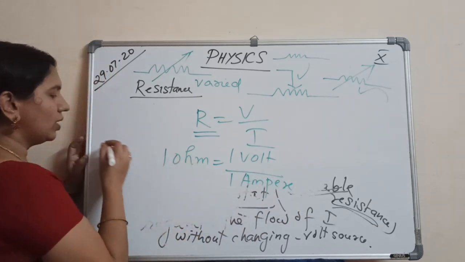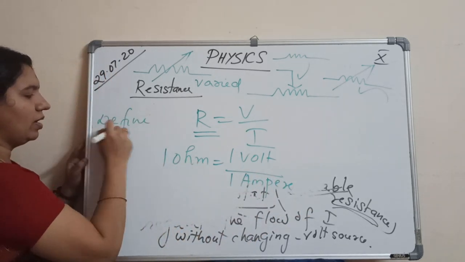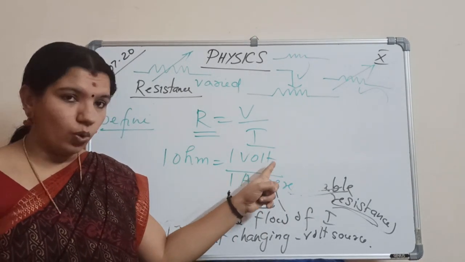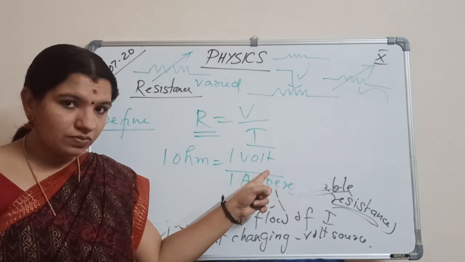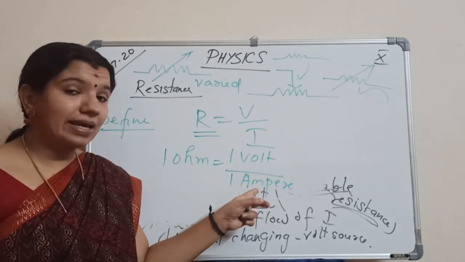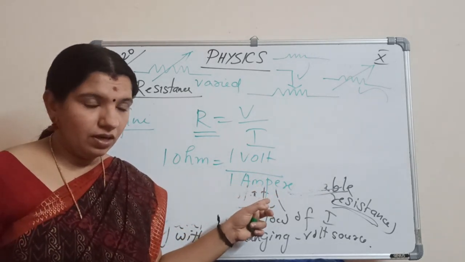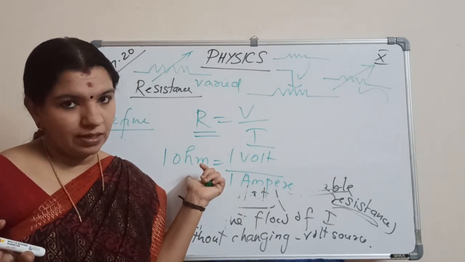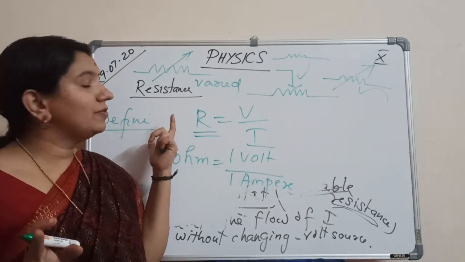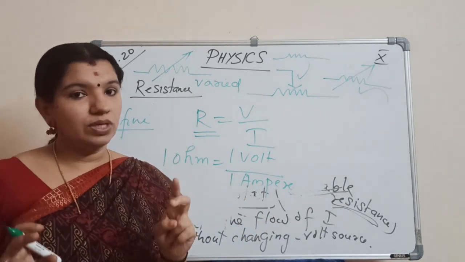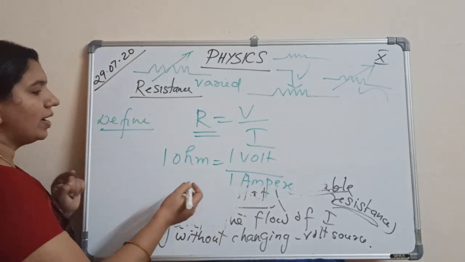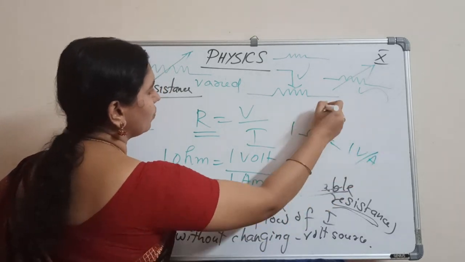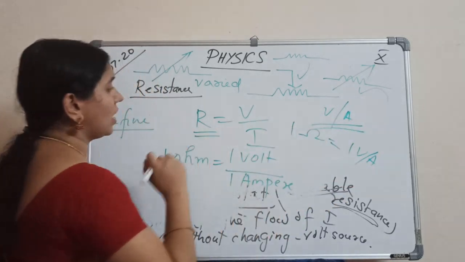So if there is a question like define 1 ohm, how will you write? If there is a potential difference of 1 volt in a metallic wire or in an electric circuit and it carries a current of 1 ampere, then we can say that it has a resistance of 1 ohm. So this is the definition of 1 ohm, the unit of resistance. I can write 1 ohm as also equal to 1 volt per ampere. So don't get confused with the units.